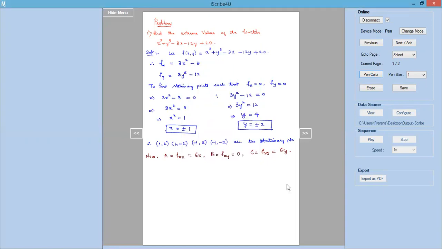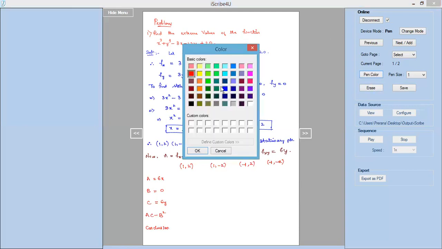I'll represent them here. So it is (1, 2), (1, minus 2), (minus 1, 2), (minus 1, minus 2). These are the critical points for us. We have A is equal to 6x, B is equal to 0, C is equal to 6y, and we need to evaluate AC minus B square in each of these cases and write down the conclusion. So let us do this one by one.